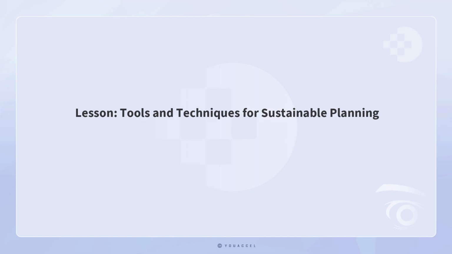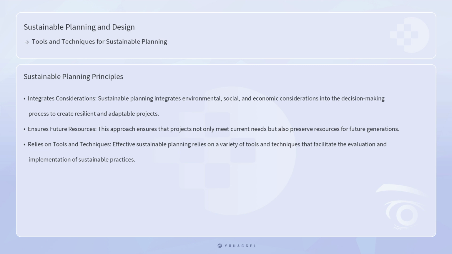Lesson: Tools and Techniques for Sustainable Planning. Sustainable planning integrates environmental, social, and economic considerations into the decision-making process to create resilient and adaptable projects. This approach is essential for sustainable project management, ensuring that projects not only meet current needs, but also preserve resources for future generations. Effective sustainable planning relies on a variety of tools and techniques that facilitate the evaluation and implementation of sustainable practices.